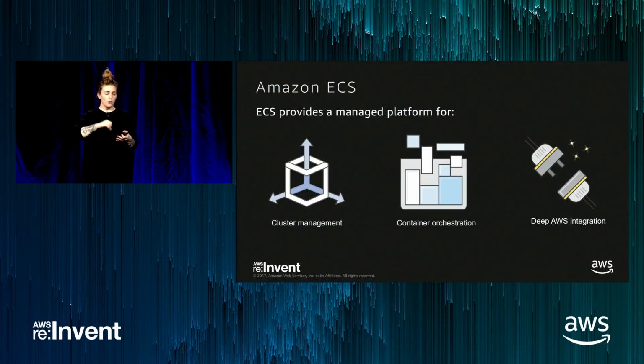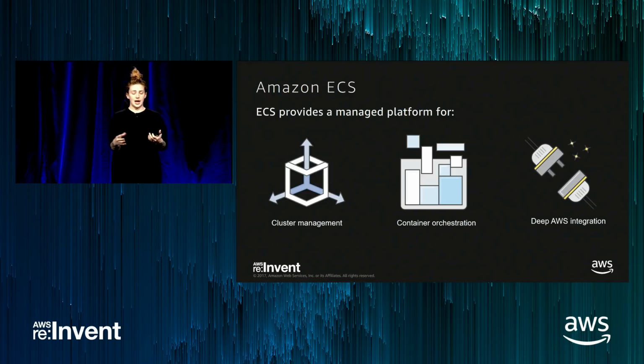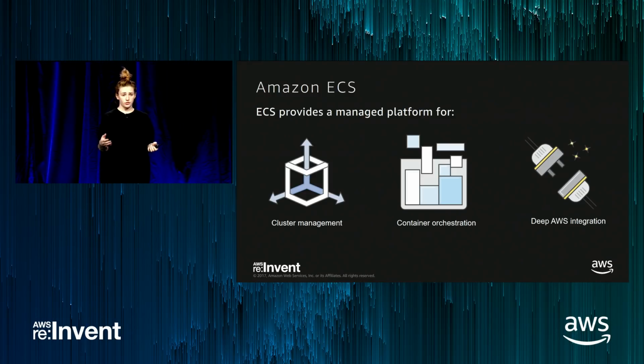So part of my criteria when I was looking for something else to handle these containers that I decided I wanted to move to was: how can I use the things that I'm familiar with already? So EC2 auto-scaling groups, Route 53. I wanted to put things in S3. I wanted to be able to monitor things with CloudWatch. And that's really what I mean by deep AWS integration.